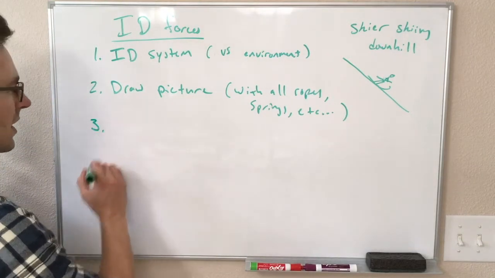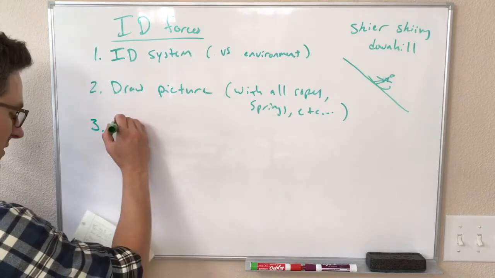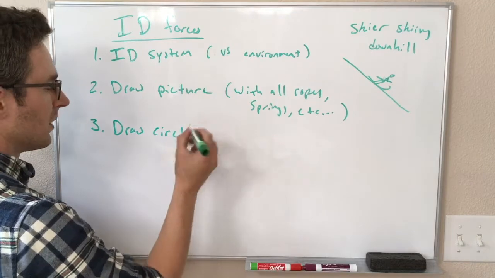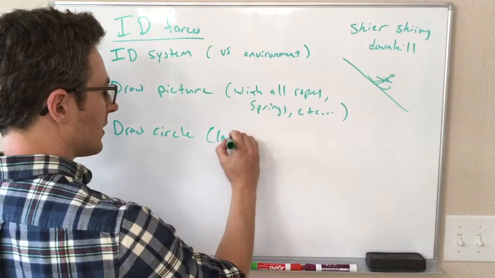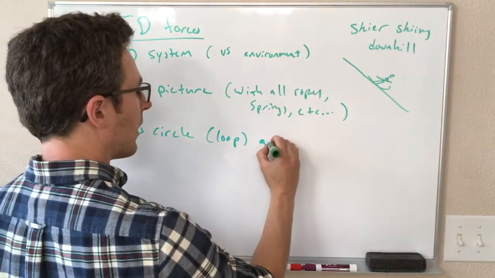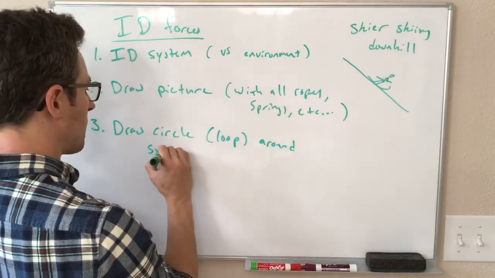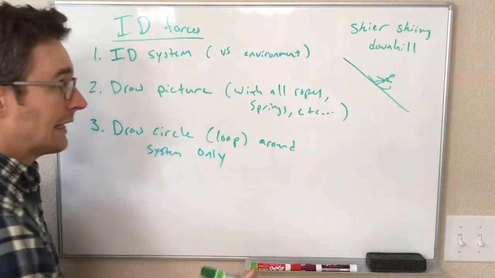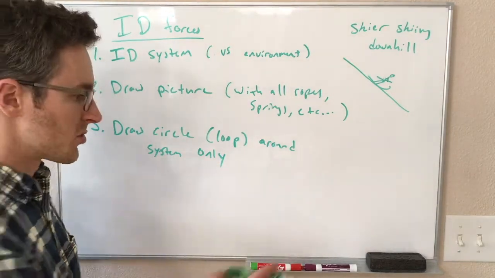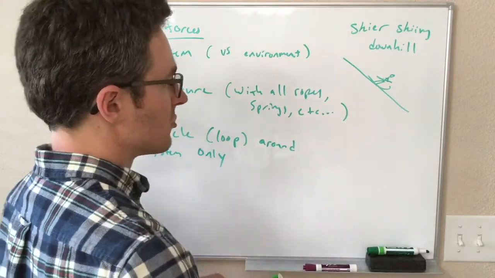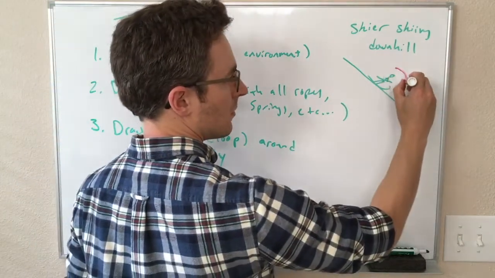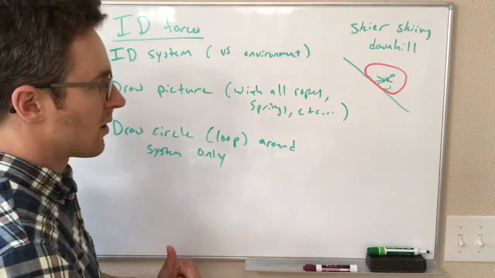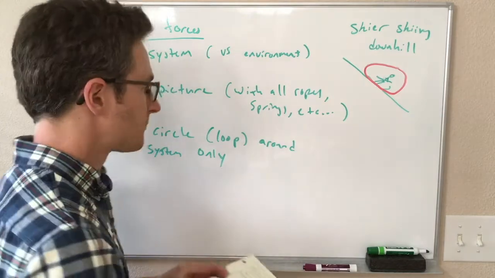Step 3 is kind of the clever part. This is to draw a circle. It doesn't mean a perfect radius circle, really. It means a loop around your system and your system only. So try to not get any of the environment in your circle. So for this case, maybe I would draw something that looks like this. So I've included my skier. I have tried not to include the ground.